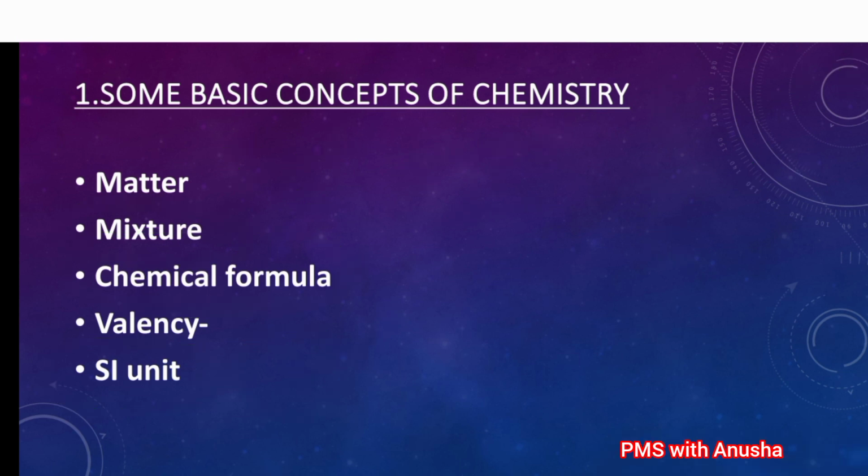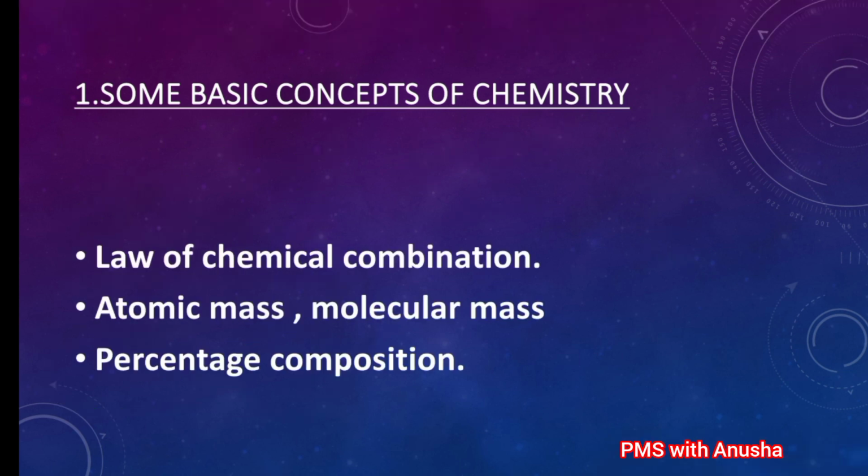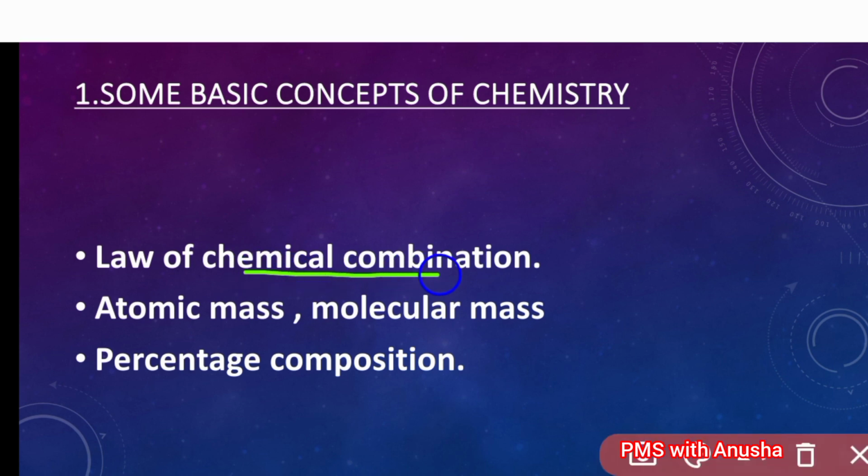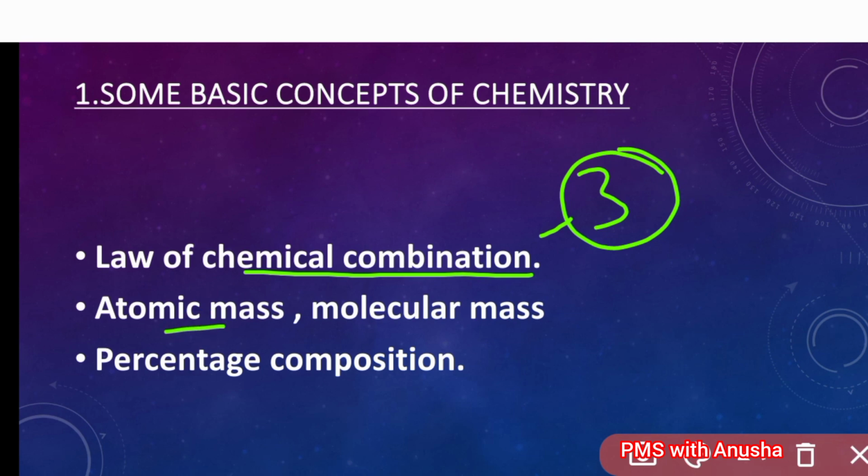After this, next one is laws of chemical combination. In laws of chemical combination, at least study 3 laws. Simple laws, it may be law of conservation of mass, Avogadro law, law of constant proportions, and so on. Any 3 simple laws.